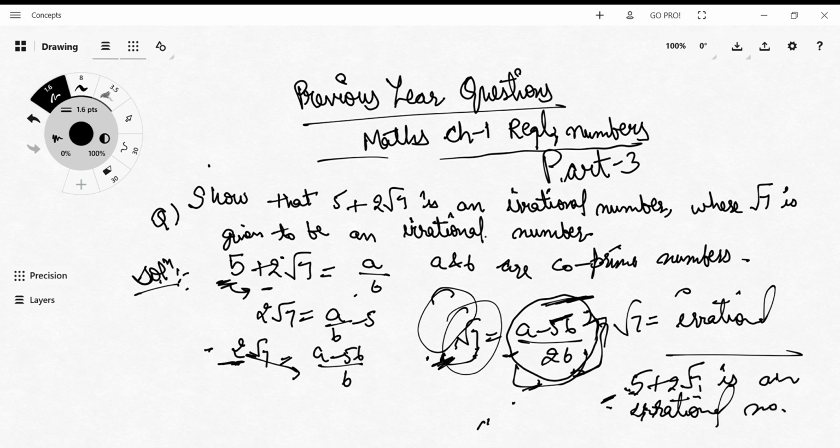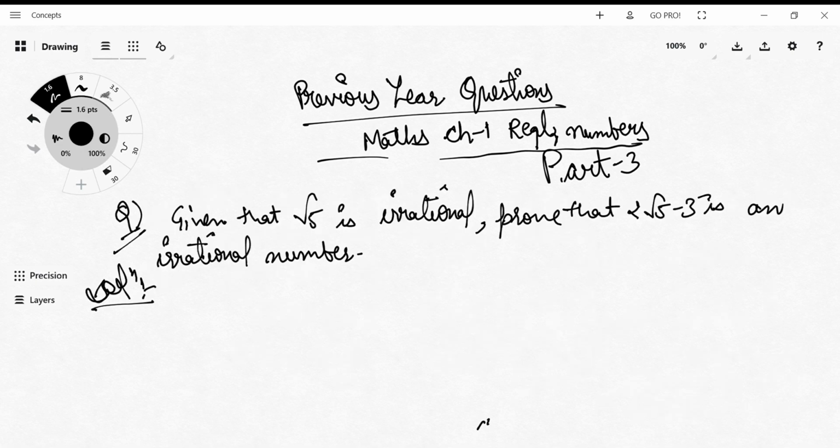Now let's move to the next question. Given that root 5 is irrational, prove that 2 root 5 minus 3 is an irrational number. Similarly, we will apply the same steps. Let's say 2 root 5 minus 3 is equal to a by b, and a and b are co-prime numbers. Now we will simplify it. We get 2 root 5 is equal to a by b plus 3.